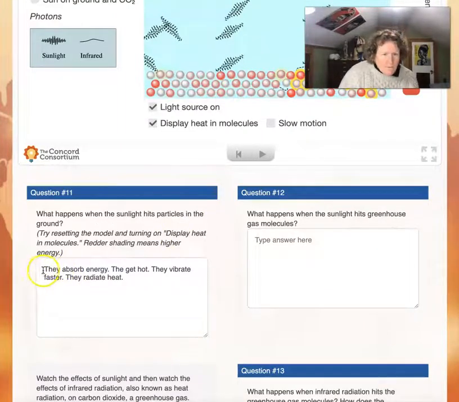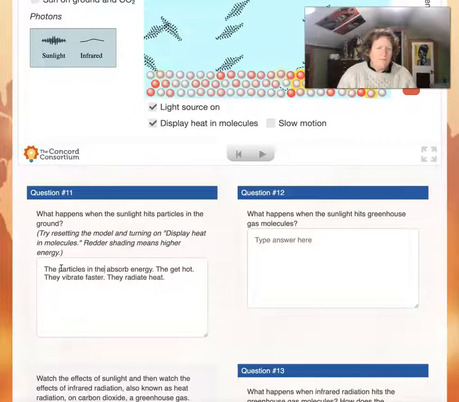So let's change this to: the particles in the ground absorb the sun's energy. They get hot. They vibrate faster, which is what hot molecules do. As the soil particles cool, they radiate heat in the form of infrared radiation.